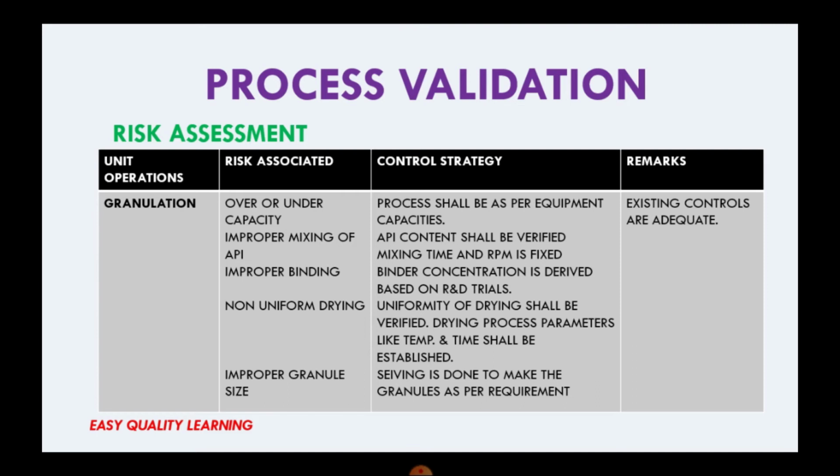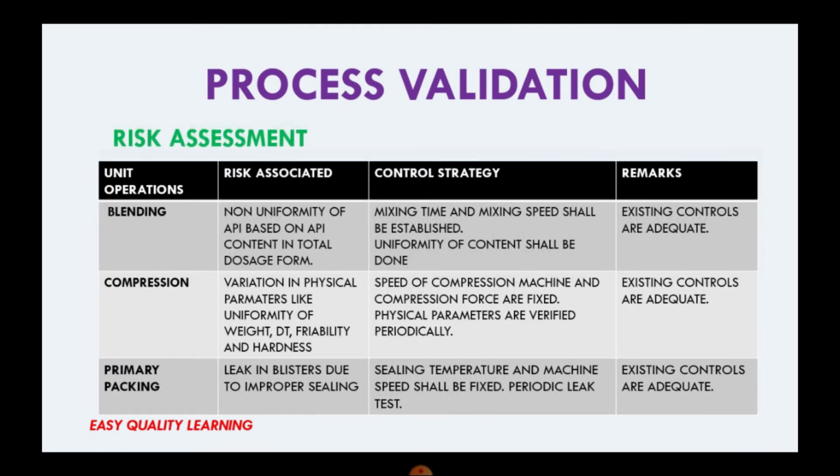Non-uniform drying. For mitigating non-uniform drying, uniformity of the drying shall be verified. We are taking samples from 5 or 6 locations depending on the bowl size, and we are taking the samples for LOD, and the process parameters like temperature and time are established during this process. Then improper granule size. To mitigate this risk, we are doing the sieving and calibrating the granules through the particular sieve size required as per the development report.